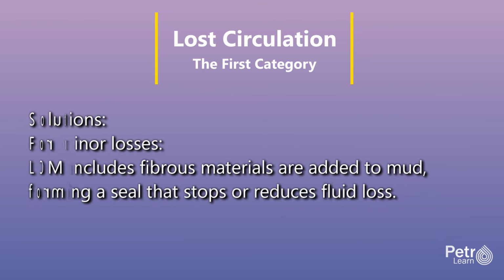Solutions depend on the severity of the losses. For minor losses, lost circulation material, abbreviated LCM, is added to the mud. LCM includes fibrous materials like shredded cellulose or mineral fiber, granular materials like ground walnut shells or calcium carbonate, and flaky materials like mica or cellophane flakes. These materials spread across fractures and pores, forming a seal that stops or reduces fluid loss.